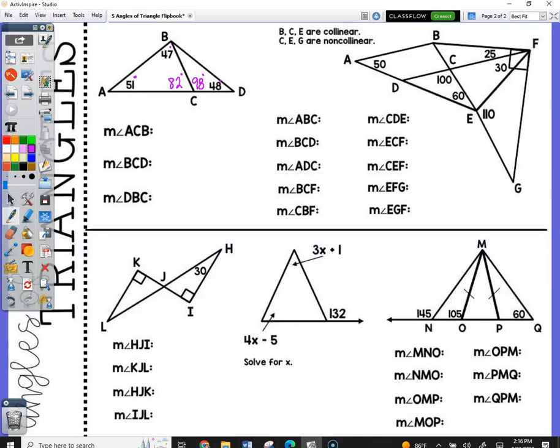Now do I have enough to find the last angle? Yep. How many degrees does this add up to? This triangle, 180. So subtract off the 2 that you know. I don't have a lot of room, so I'm going to draw an arrow. What is it? I hope y'all understand how we're getting this.